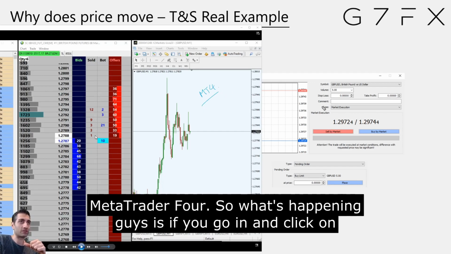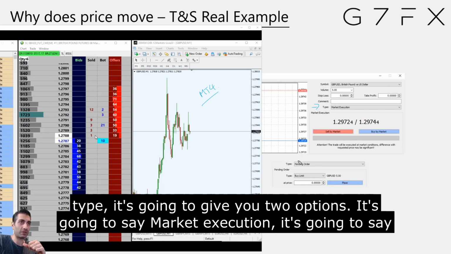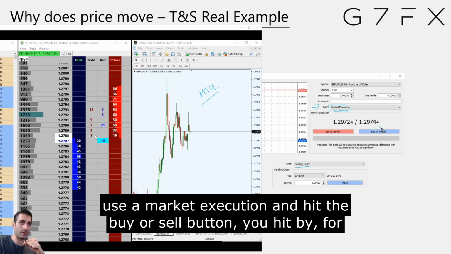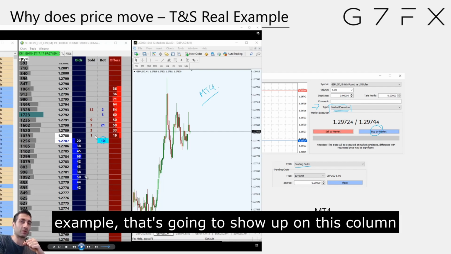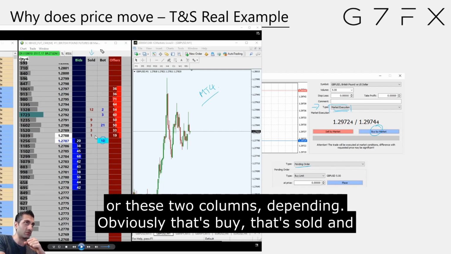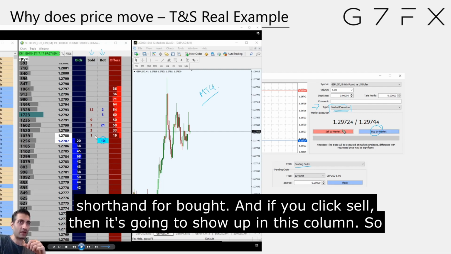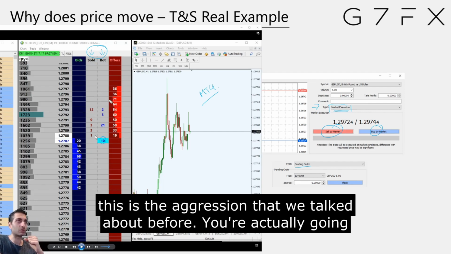So what's happening, guys, is if you go in and click on type, it's going to give you two options. It's going to say market execution, or it's going to say pending order, right? If you decide to use a market execution and hit the buy or sell button, you hit buy, for example, that's going to show up on this column or these two columns, depending. Obviously, that's buy, that's sold. And bot is just something used in institutional circles as a shorthand for bought. And if you click sell, then it's going to show up in this column. So this is the aggression that we talked about before.